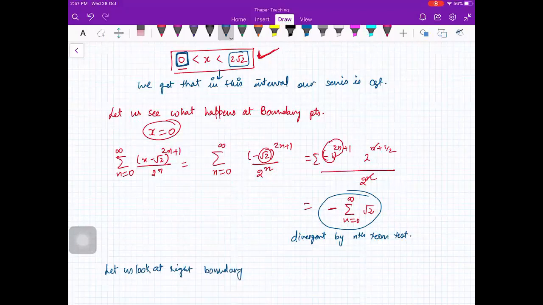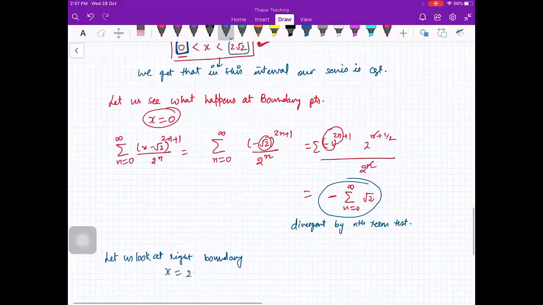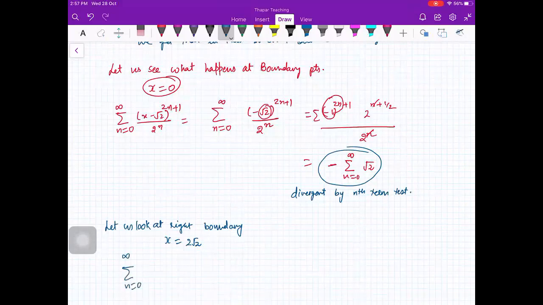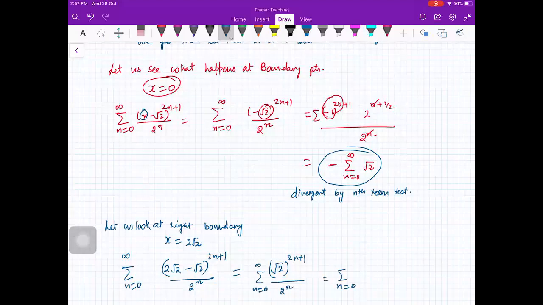So the right boundary is 2 root 2, x is equal to 2 root 2. So your series becomes the sum over n from 0 to infinity, you put x equal to 2 root 2: (2 root 2 minus root 2) raised to power 2n plus 1 upon 2 raised to power n. This will be the same series, root 2 raised to power 2n plus 1 upon 2 raised to power n from 0 to infinity. Similarly you will get the sum of root 2, which is divergent, again by nth term test.